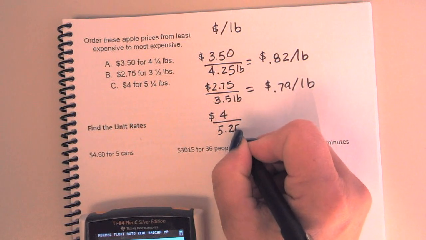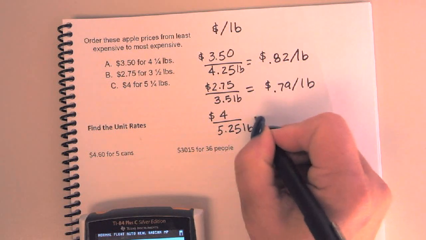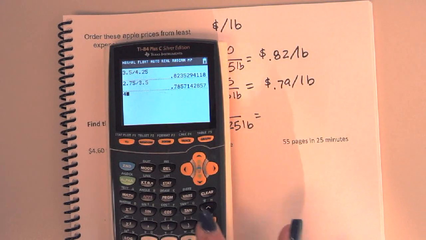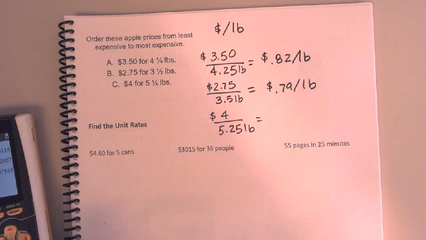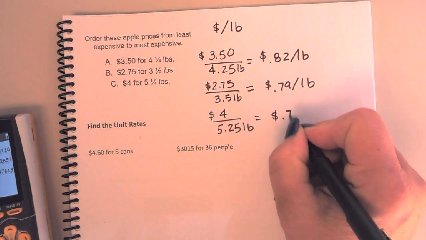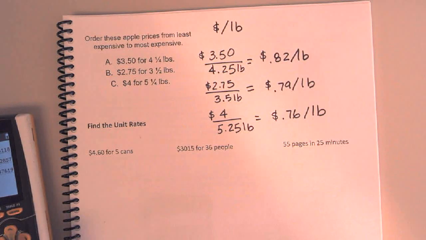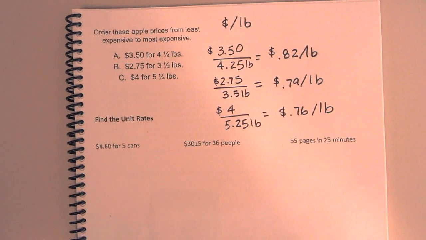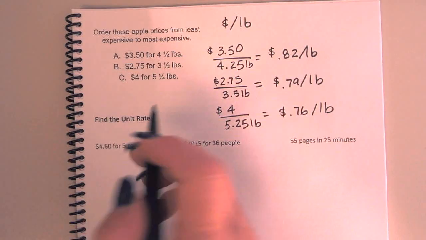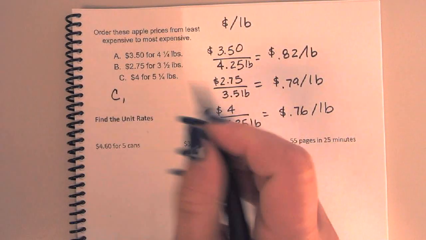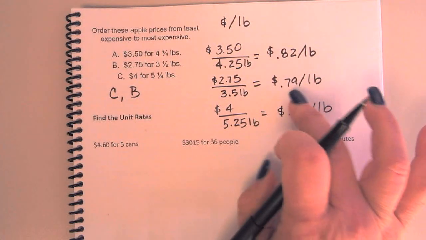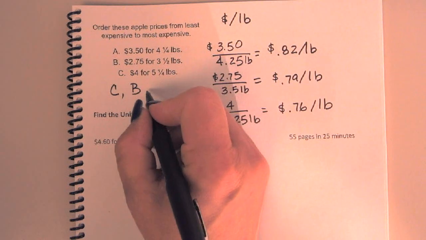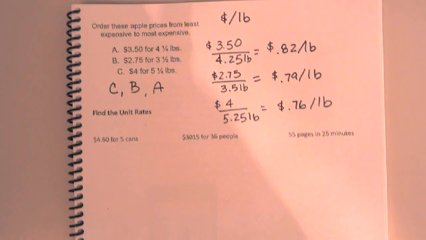The last one is $4 for 5 1/4 pounds. Well, the quarter is 0.25, so I'm going to type in 4 divided by 5.25. There's a 1 next to the 6, so it's going to stay a 76 cents per pound. All right, so least expensive was letter C. That was this one here. Then B is the next least expensive, and the most expensive was A.